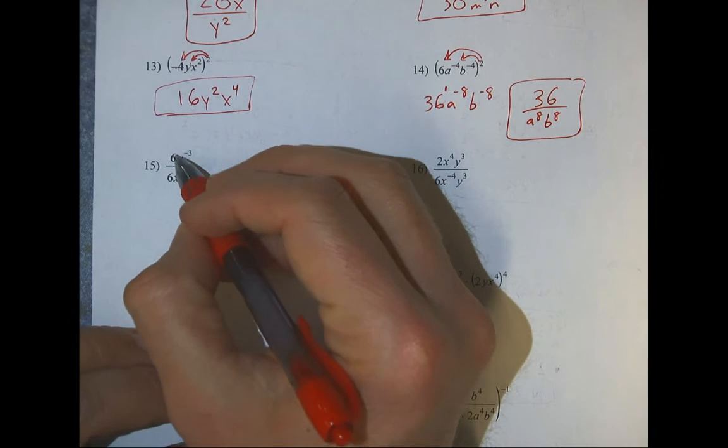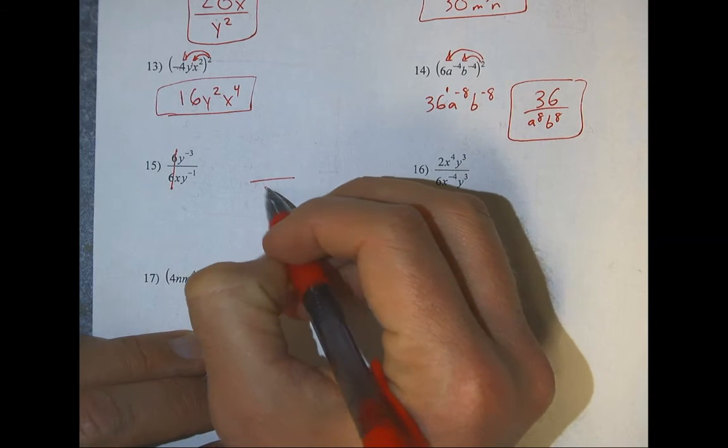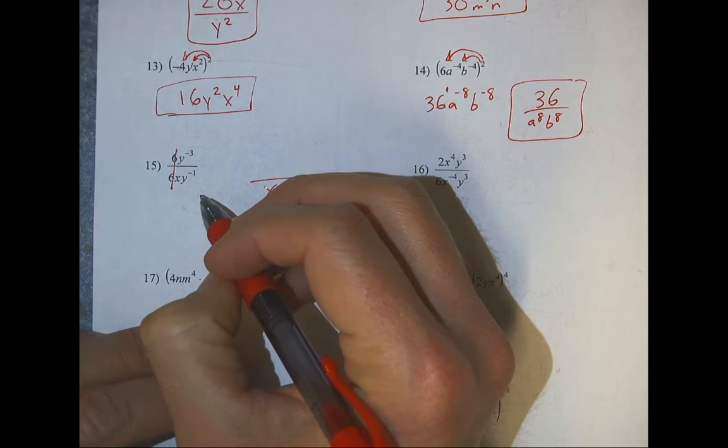All right, 6 divided by 6, that basically cancels. X doesn't have anywhere to go. It's going to stay right there. We don't need to move it. It doesn't have a negative.